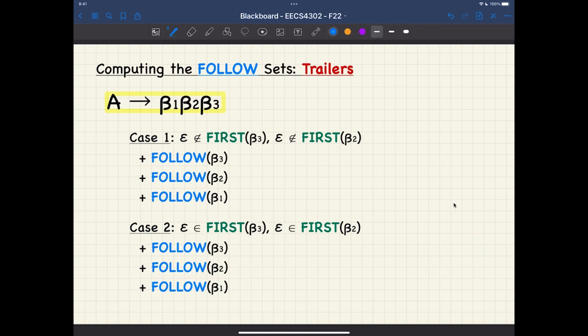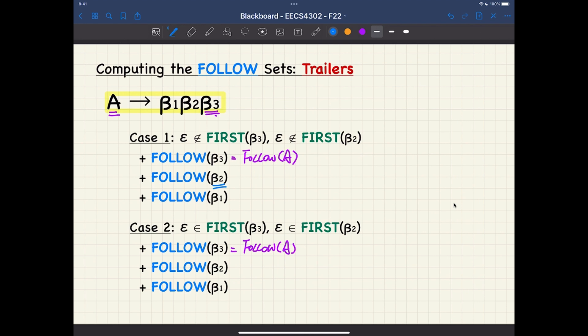What will be the follow of beta 3? The follow of beta 3 over here is actually quite obvious. Well, since it's the rightmost symbol, it will be just the follow of A. And this will also be the follow of A because it's simply just the rightmost symbol. That part is actually the same. Okay? And how do we calculate the follow of beta 2? Okay, let's talk about this case.